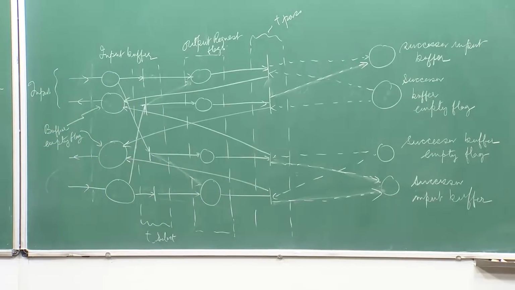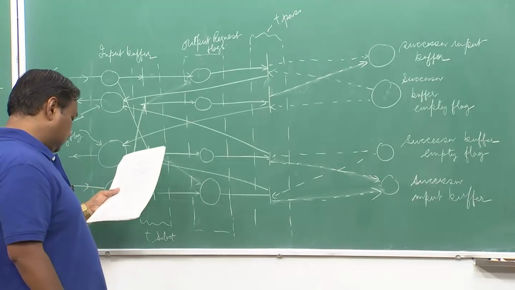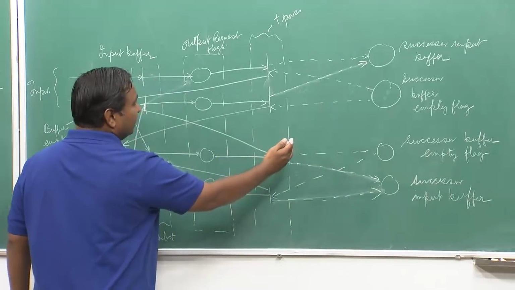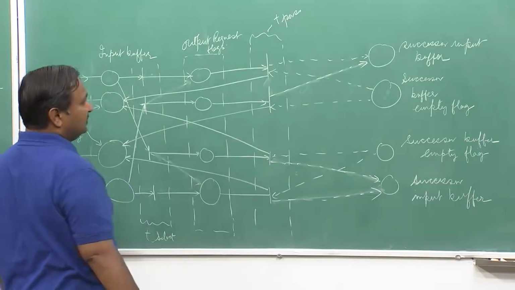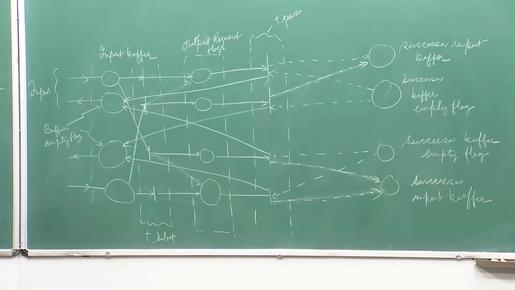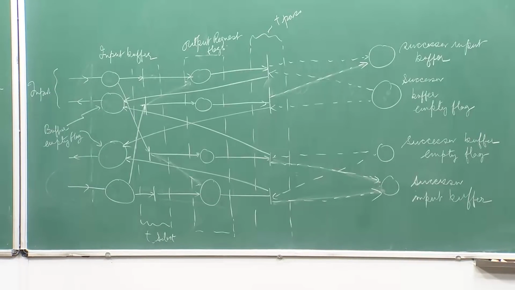So, this is the Petri net model for the 2 by 2 crossbars which we are using for a buffered system. Remember that there is a back pressure mechanism maintained by these buffer empty flags. Unless a buffer is empty, you cannot move a packet from the previous stage to the current stage. As packets are delivered at the output port side, there is a reverse flow of these empty flags, and more packets from the input side can be pushed into the system.